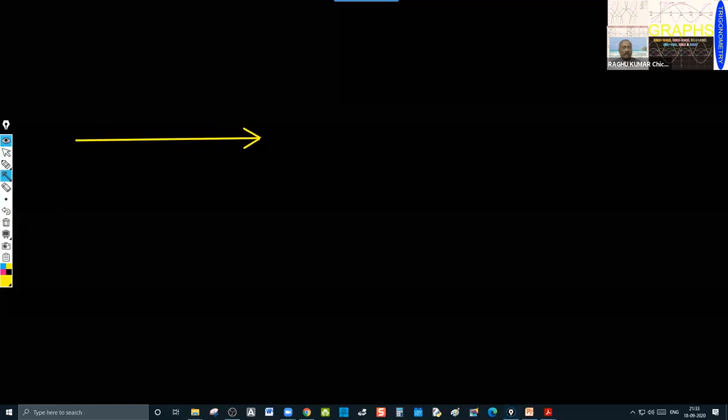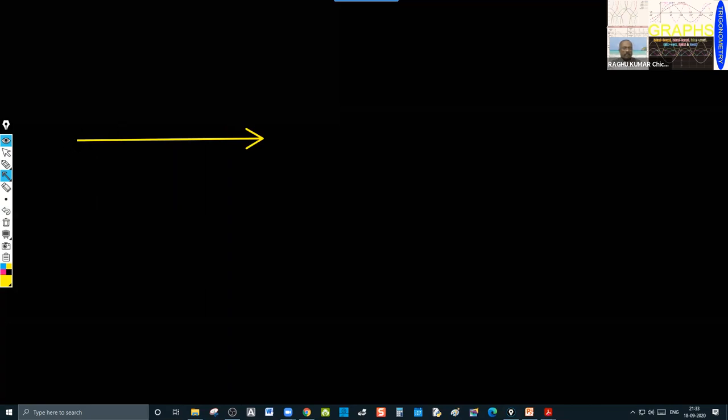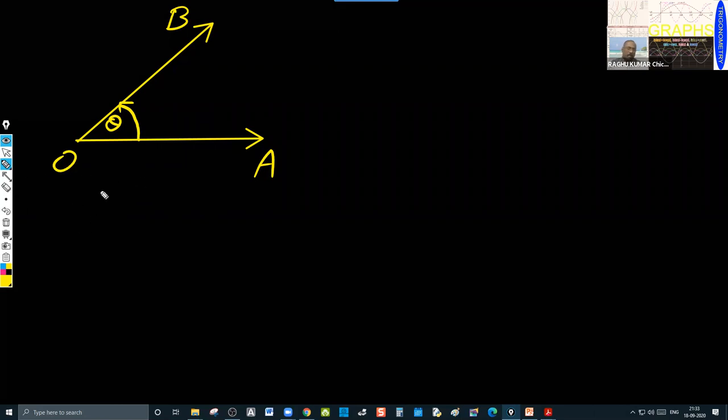So, let me first give you the definition of angle. What is the definition of angle? If you see a ray like this, and this is another ray, these two are intersecting each other, and let me name this ray OA. OA is the ray, and OB is another ray. And this is the angle you must understand. Then how do we define this? What is the angle? Angle is the amount of rotation that is to be made to OA.